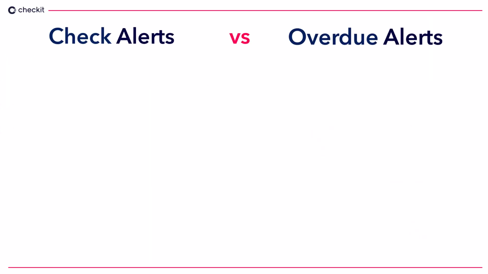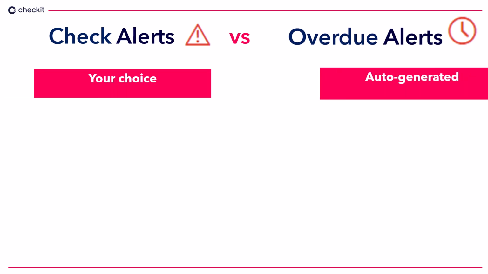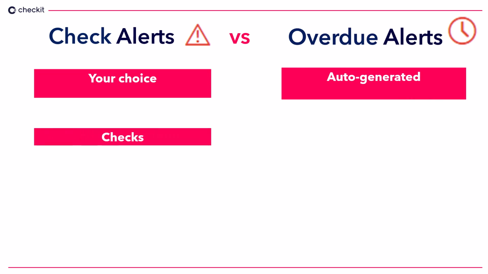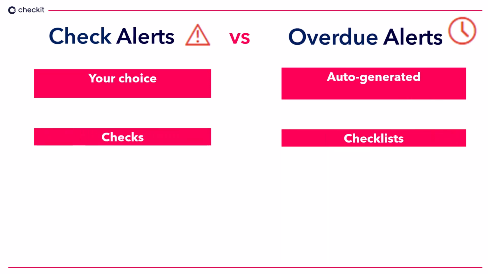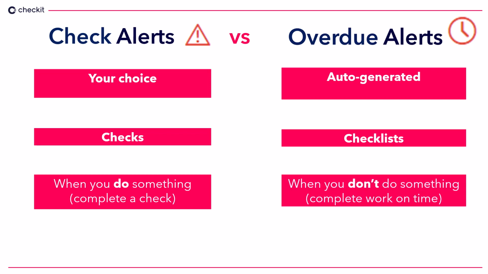So to recap, the difference between check and overdue alerts is that check alerts are represented by a red triangle in the control center. Overdue alerts are represented by a clock. Check alerts are generated because you've asked for them to be, whereas overdue alerts are generated automatically. Check alerts are triggered by individual checks, whereas overdue alerts are triggered by checklists. Check alerts are generated when you do something, so when you complete a specific check, whereas overdue alerts are generated when you don't, so that's if you don't complete work on time.